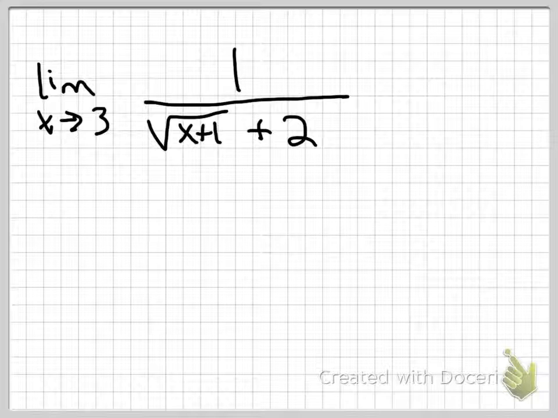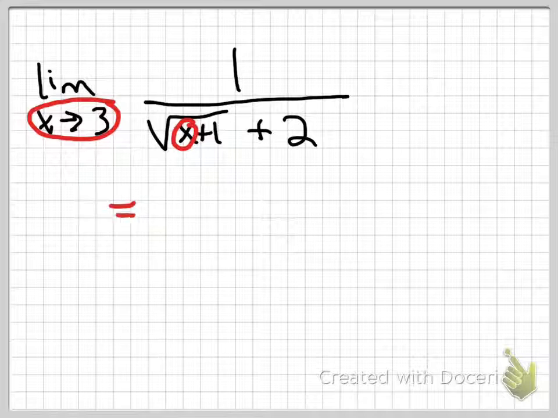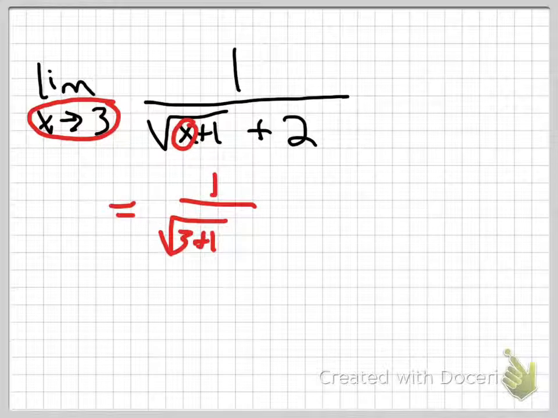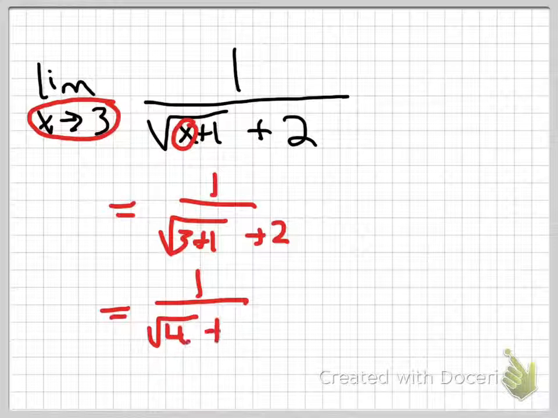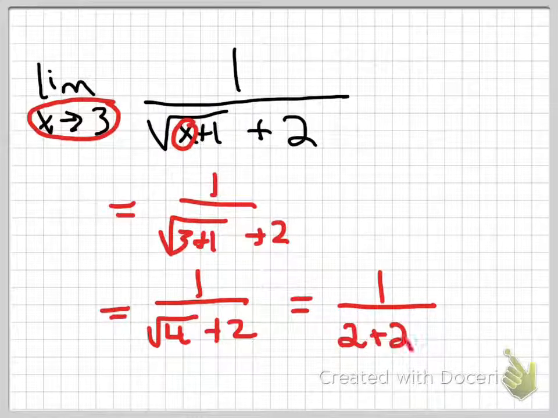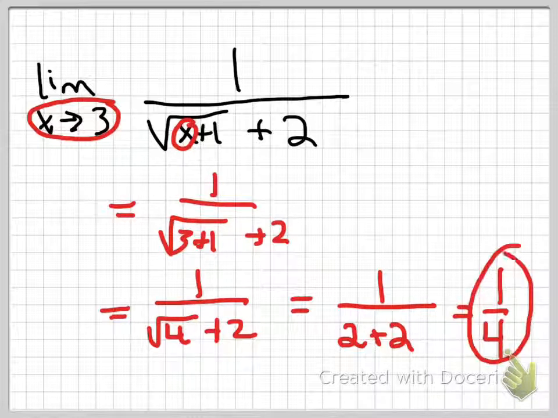But now I'm thinking, why don't we just plug in our limit? Why don't we plug in 3 for the x and see what we get? We're going to have 1 over square root 3 plus 1 plus 2. And that is 1 over the square root of 4 plus 2. And we know that the square root of 4 is 2, so we have 1 over 2 plus 2, which is really 1/4. And so my final answer for my limit is 1/4. That is the conjugate.